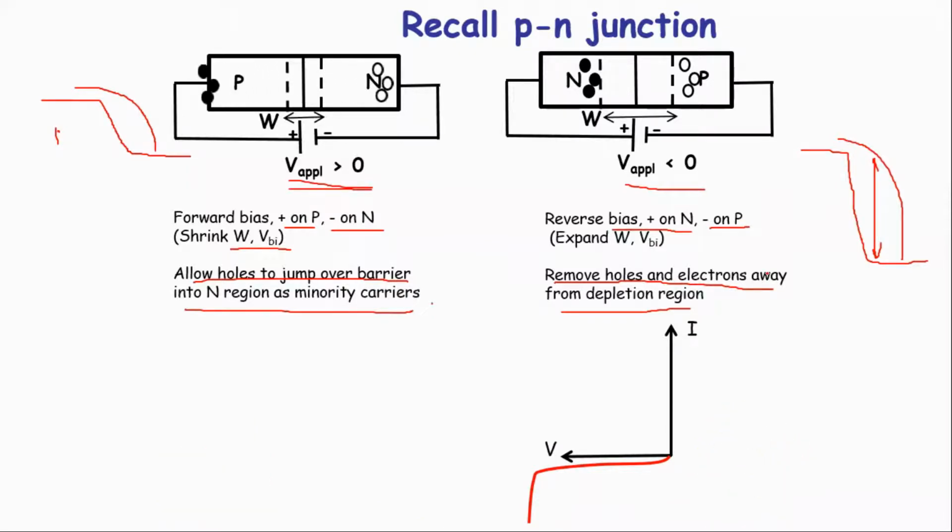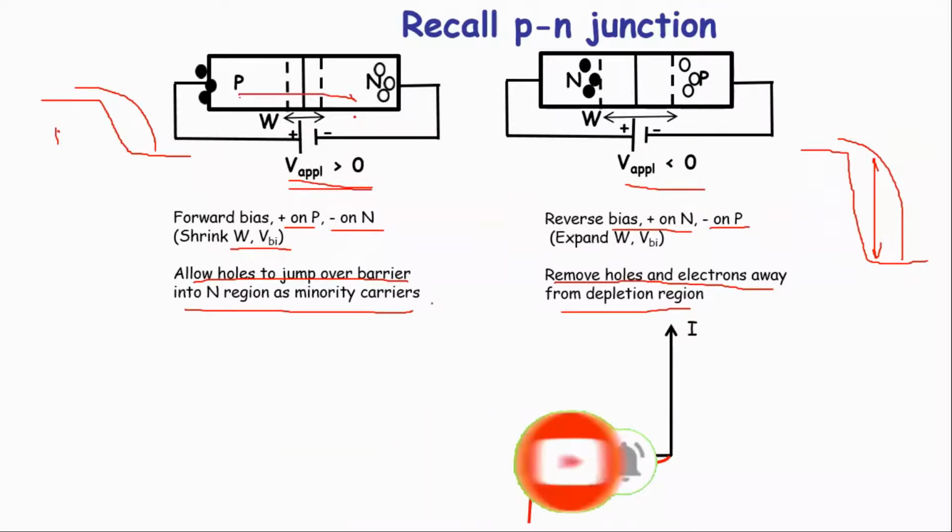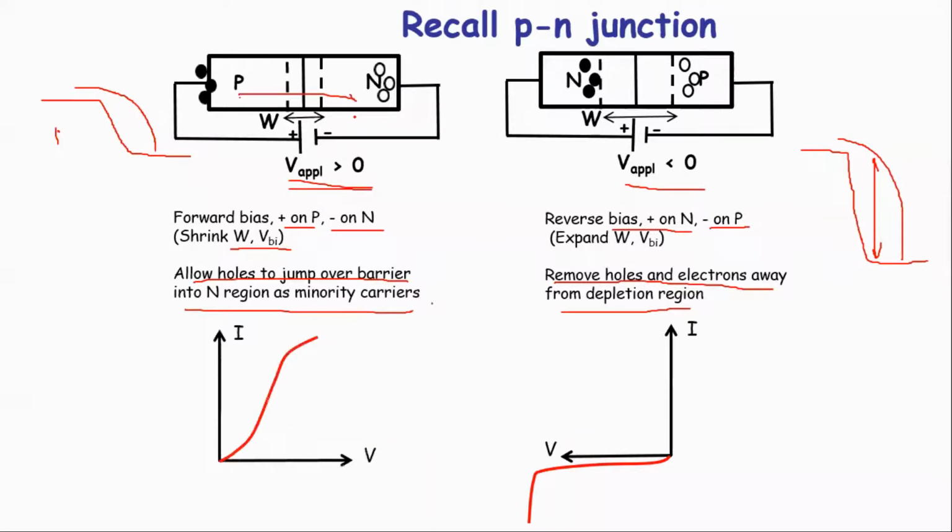Here you can see when it is forward bias, your electrons move to this side, your holes move to this side. Thus current is there, and here you can see your characteristics are like that. Here you have some threshold, and after that your characteristics are like that.